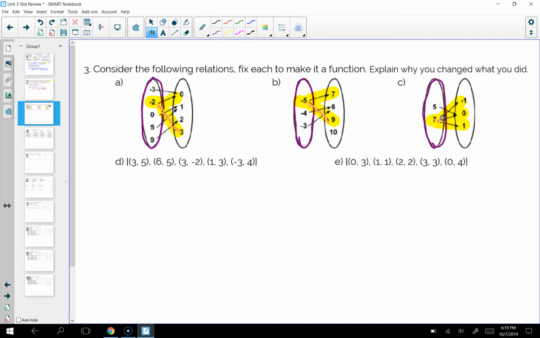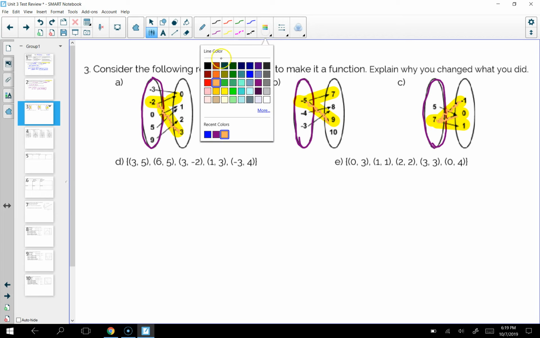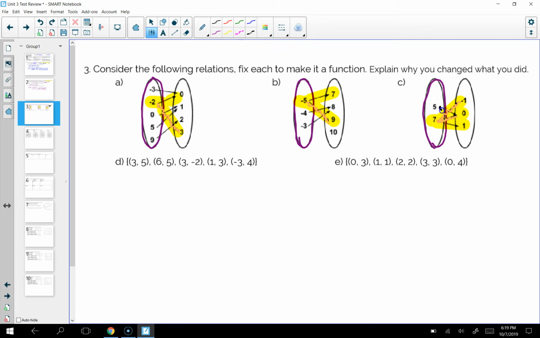I'm going to take away this one, and I'm going to take away this one. So the only outputs that I should have is that 5 is going to 0, and 7 is going to 1, and that's it. Okay? So in part B, -5 only goes to 7. -4 only goes to 8. -3 can go to 8. That's fine, because the -3 only got used once.